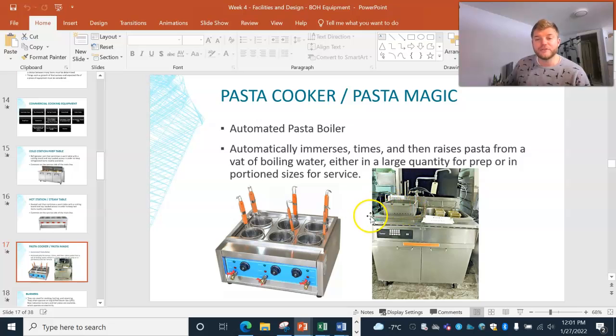This is an automated pasta cooker. It could be a single unit. It could be 6 different. It could be bigger ones. This is an individual portion pasta cooker. So it automatically immerses it, times it, and then can raise it when it's done. So it's really fantastic. It saves a lot of time, and you get the timing down pat as well.